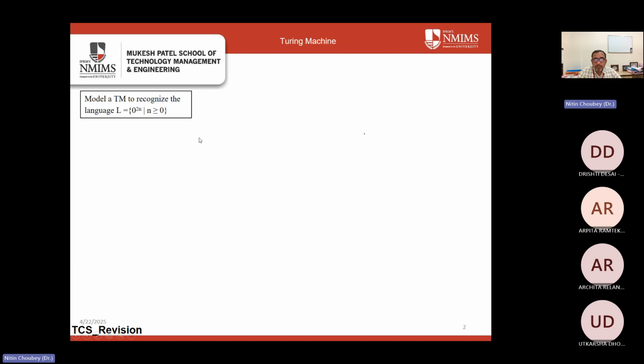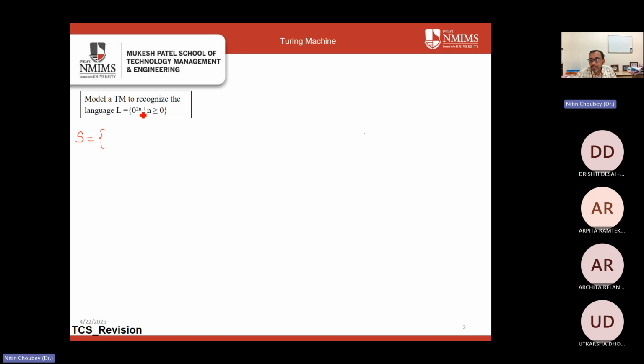Let's go for the second example. Model a Turing machine to recognize the language L equals 0 raised to power twice n, where n is greater than or equal to 0. If we write a set for this, let's say S be a set, what will be the set of strings belonging to this language? It says 0 raised to power twice n.